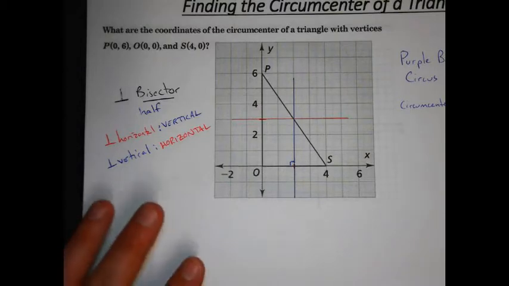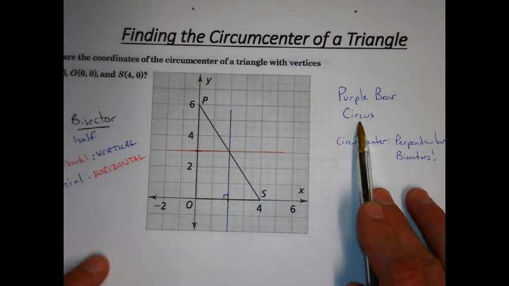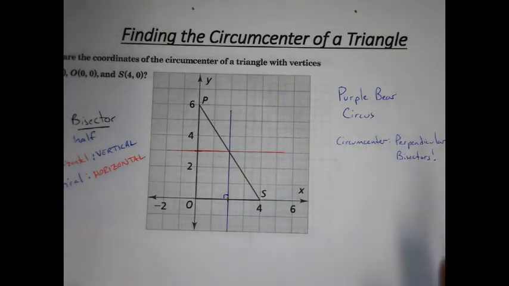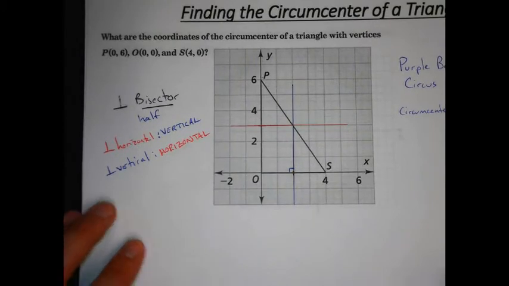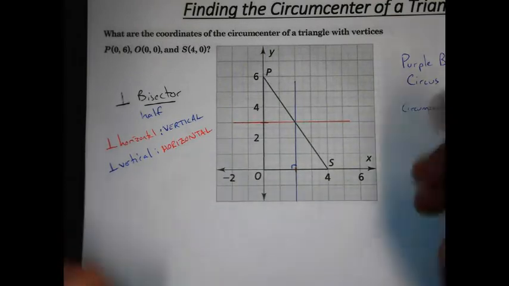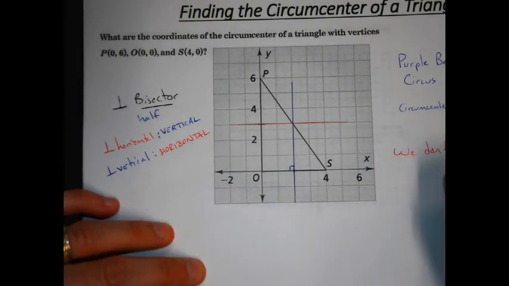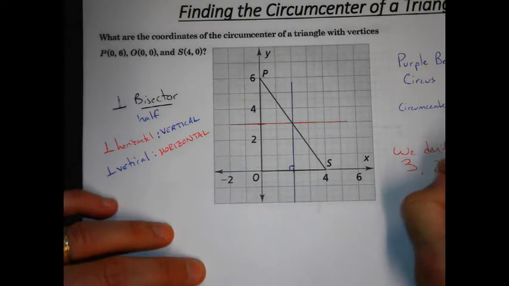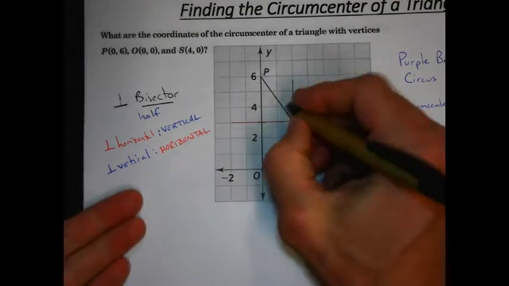And remember, we're looking for the point of concurrency, the circumcenter, and for Purple Bear Circus, right? And so we need all 3 perpendicular bisectors, don't we? Do we need all 3? No. Okay, so we don't, because if we have 2, we have 3. It's a point of concurrency. So we don't need 3. 2 will do, because it's the point of concurrency. So the third one must meet there as well, which means in this case, the point of concurrency is located right there.